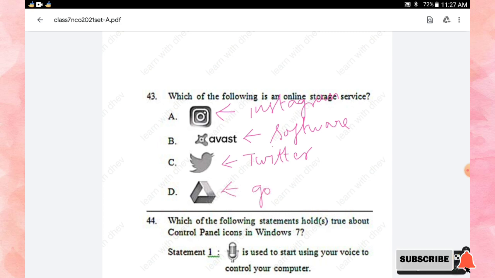Whereas this is Google Drive app. Google Drive, it's an application which is used to store data in cloud, right? So that is an online storage service. Option D is the right answer.